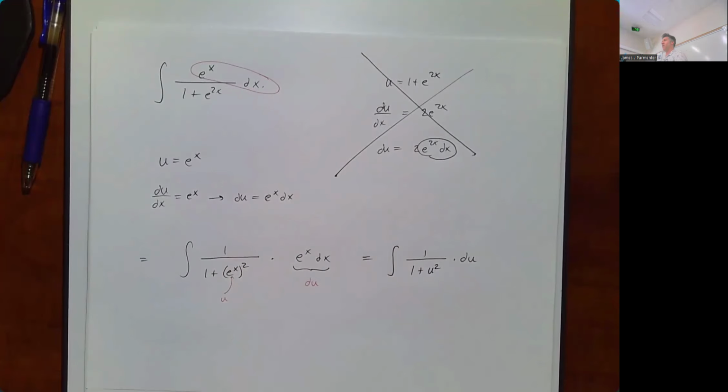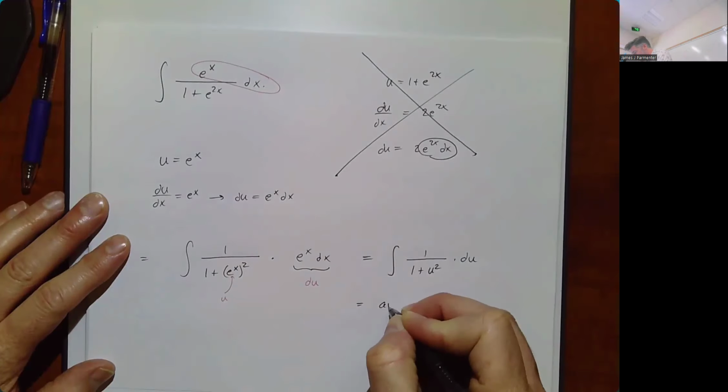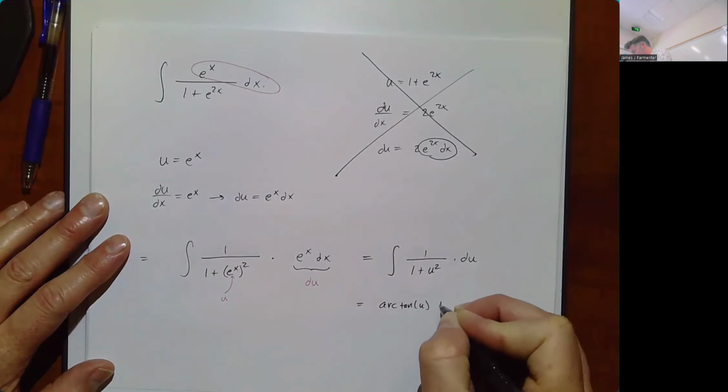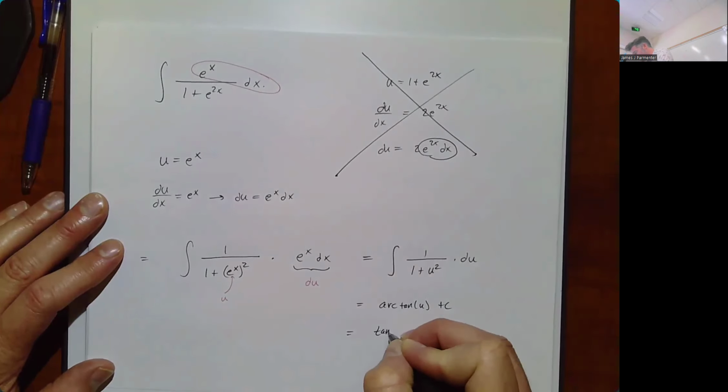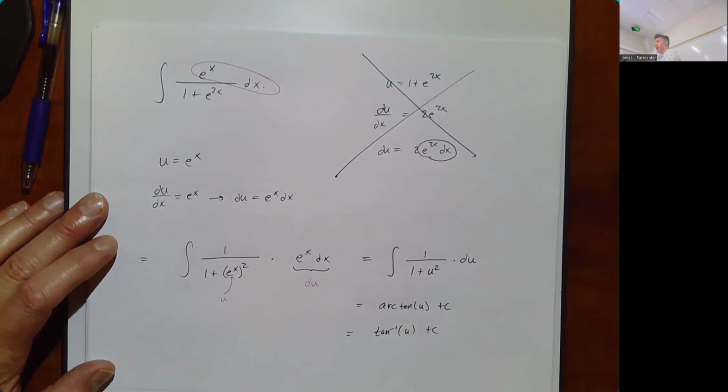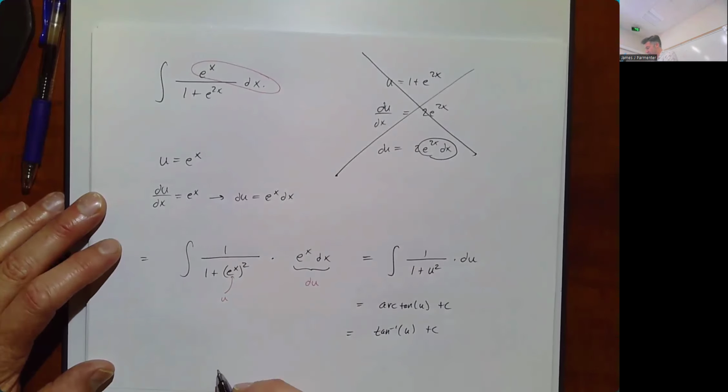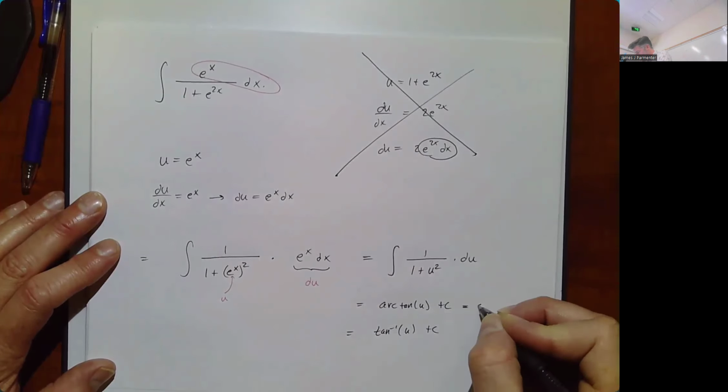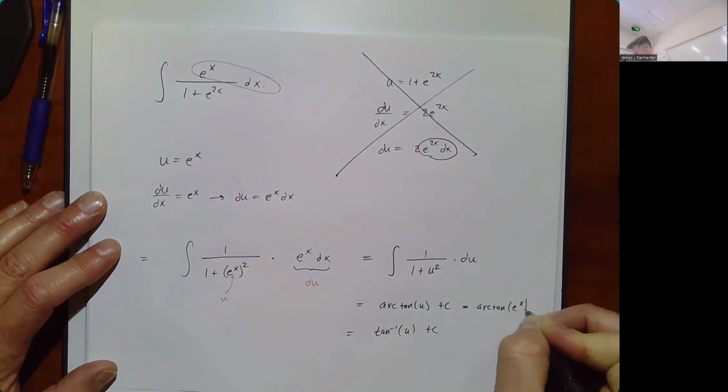And now we have to remember what function has a derivative that is equal to 1 over 1 plus u squared. It's close to tangent. Oh, cotangent. Not cotangent, it's not the reciprocal of tangent. It's the inverse tangent, the inverse function, or arctangent, as I prefer to call it. So this is going to equal the arctangent of u plus c, or if you prefer, the inverse tangent of u plus c. And then we plug back in that u is equal to e to the x. So our final answer is going to be the arctangent of e to the x plus c.